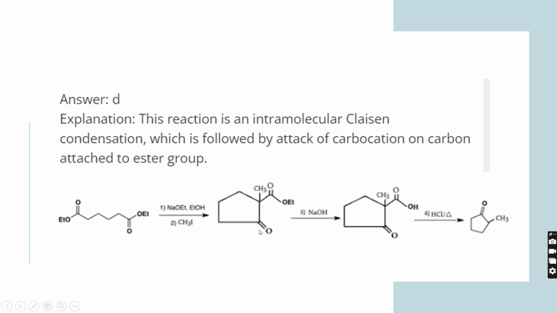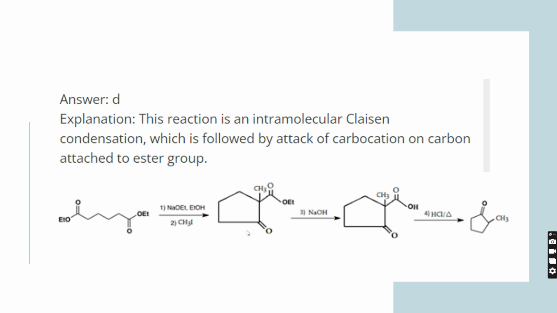I hope you got it. We abstracted the proton from here, attacked at this carbonyl, and due to the presence of ethoxide here, this ethoxide will move away and you will get this 5-member cycle. And if you abstract the second acidic proton from the same center, that carbanion will attack methyl iodide, which we are going to add in the second step, and you will get this methylated ketoester.